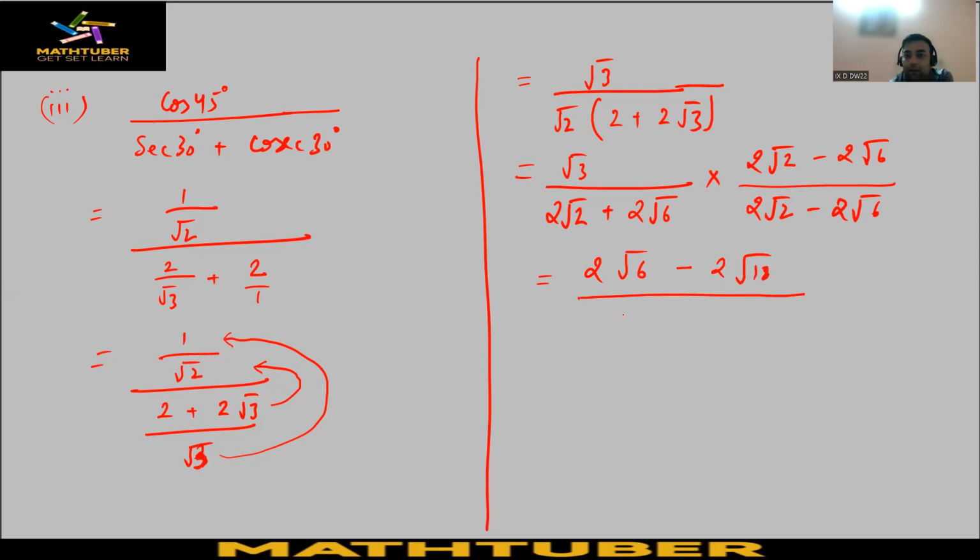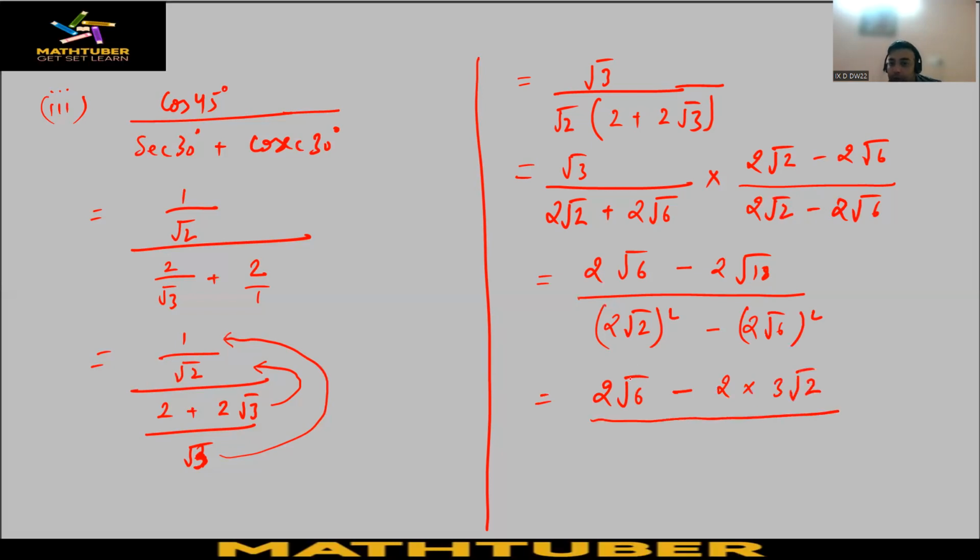divided by, here we can apply the identity a plus b into a minus b, that is a square minus b square, as you can see. So this will be 2 root 2 square minus 2 root 6 square. And now 2 root 6 will be as it is, minus root 18 can be written as 3 root 2. So it will be 2 into 3 root 2 upon, 2 root 2 square is 8 and 2 root 6 square is 24, right?